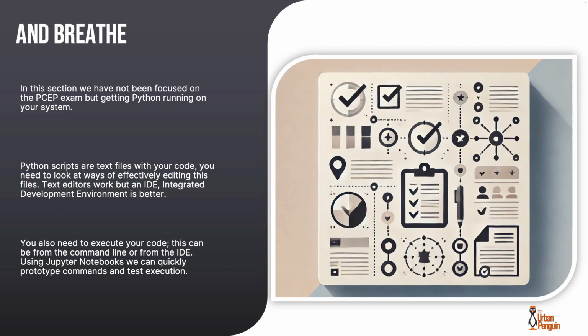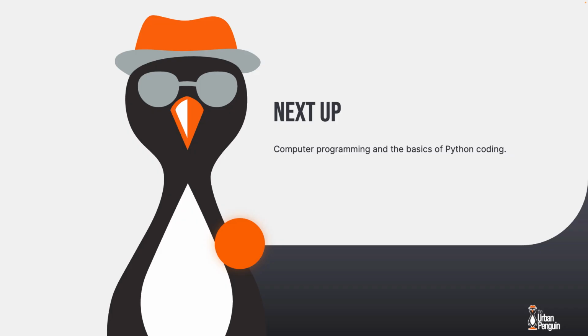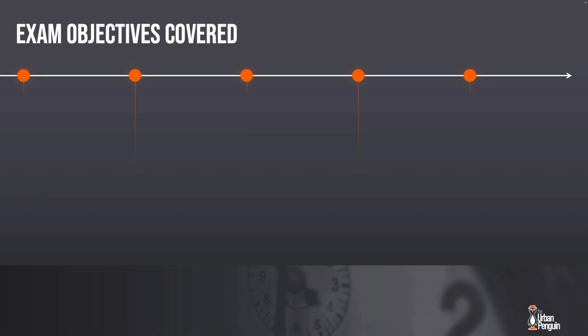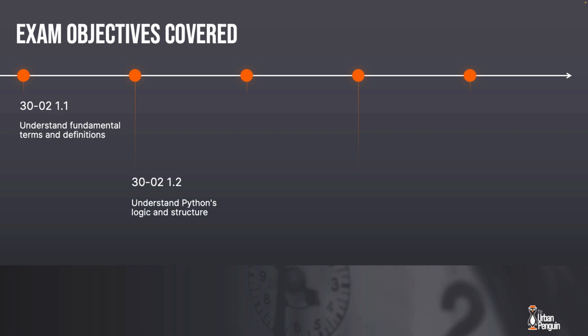and we start looking at the main objectives of the PCEP exam. Next up, we're going to look at section 1 of the exam, which is called Computer Programming and the Basics of Python Coding. As we work our way through this, we'll be taking a look at understanding some of the fundamental terms and definitions, understanding Python's logic and structure.